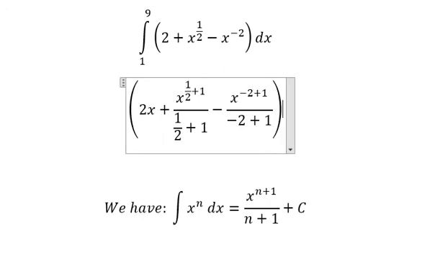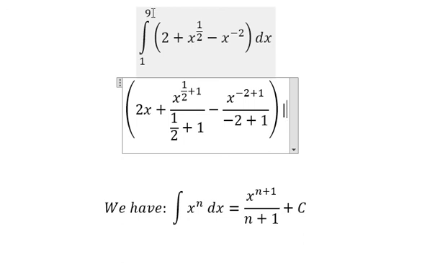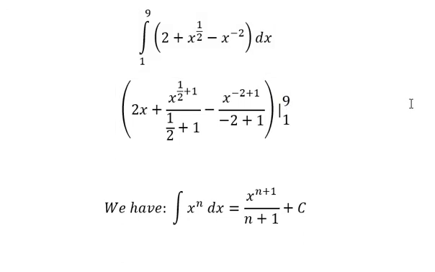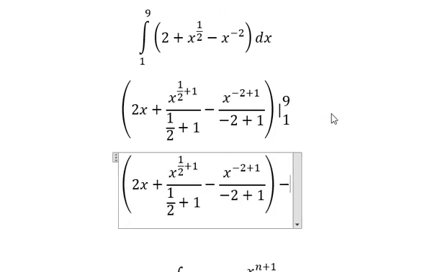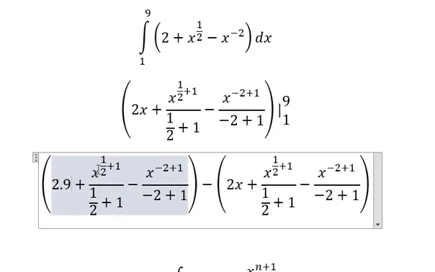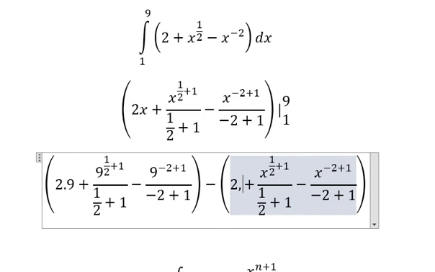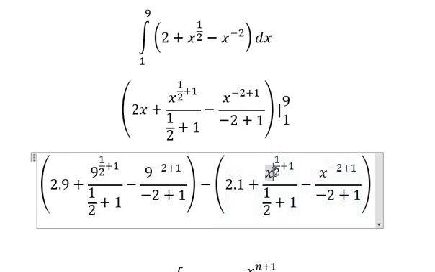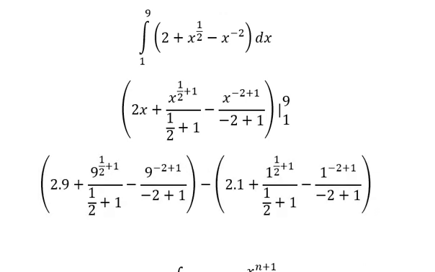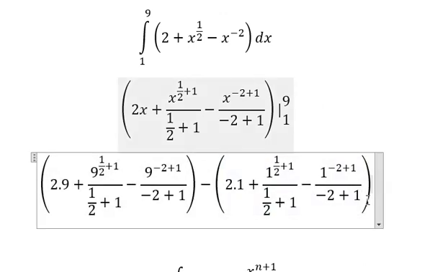And we put the bounds from number 1 to number 9. So I will put number 9 in here. Number 1 in here. So we calculate about this one. So we have the final answer.